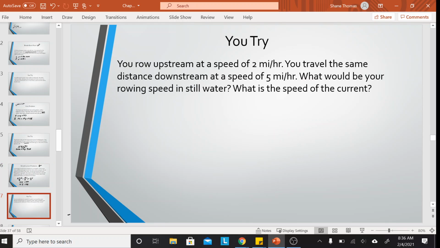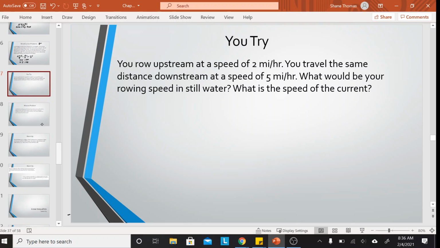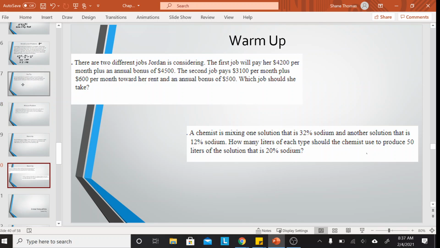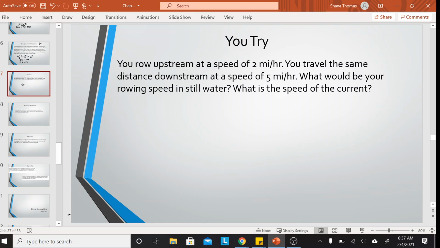You don't get ground speed? Do I have anyone here? All right, pretend that's not there. You want one where you're not given ground speed? Is that what you're asking?